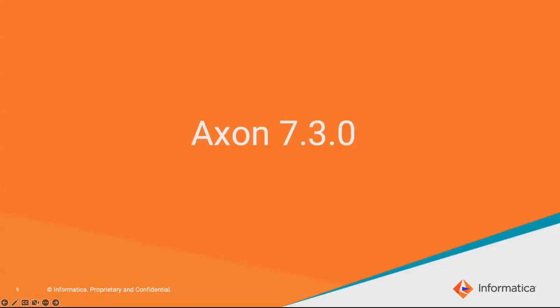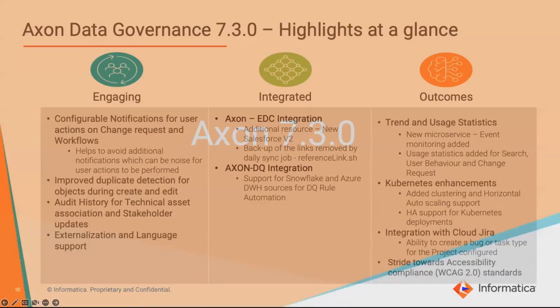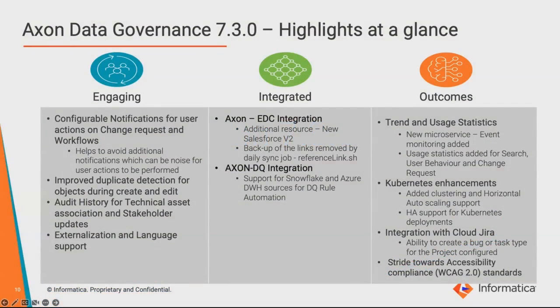Let's start with Axon 7.3.0. 7.3.0 had a bunch of new capabilities. It was a major release after a long gap of 1 year. So we had the 7.2, and after that, the next major release was 7.3.0.